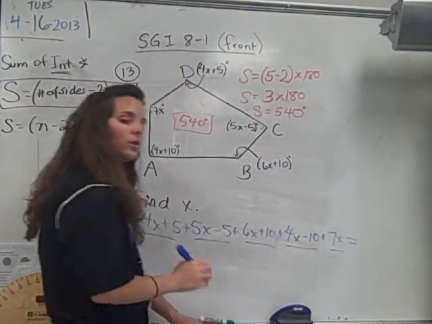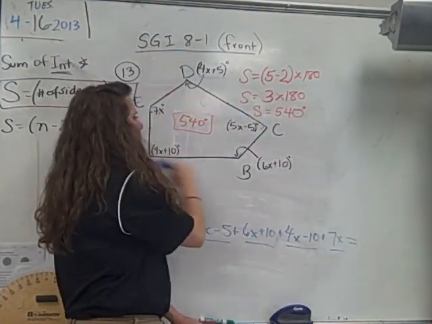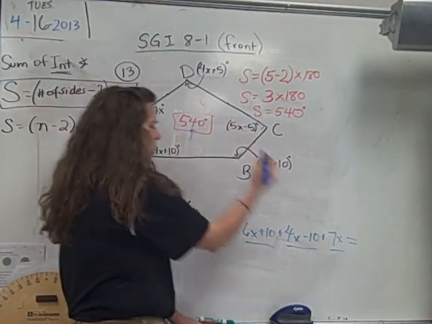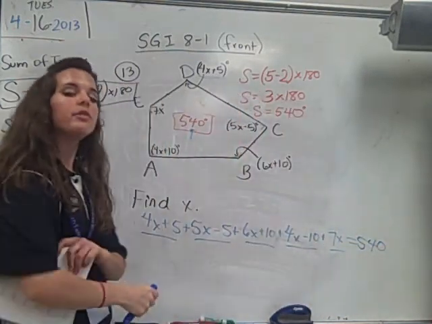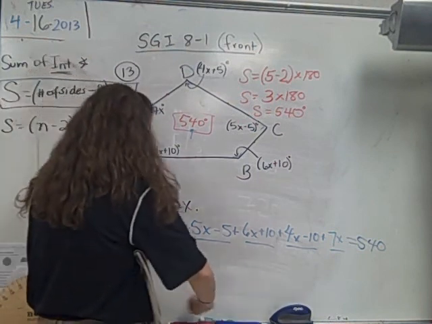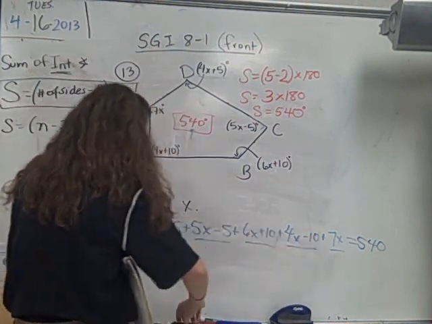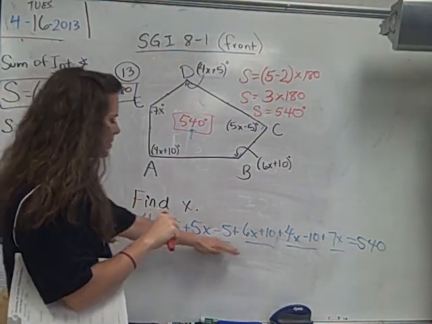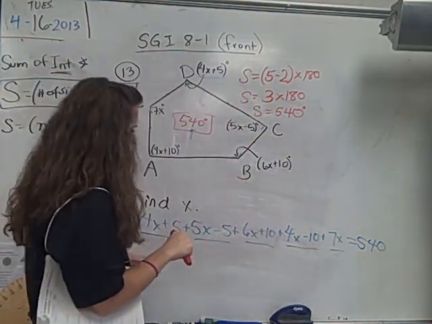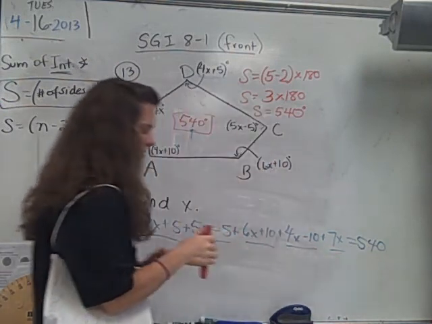What is the total? When I add all of these up, what should my total be? That's what we just did this formula to find. Your total is going to be 540. Okay? Here's your setup. This is the most important part. Now it's just algebra. 1, 2, 3, 4, 5 angles all added give you the sum 540.